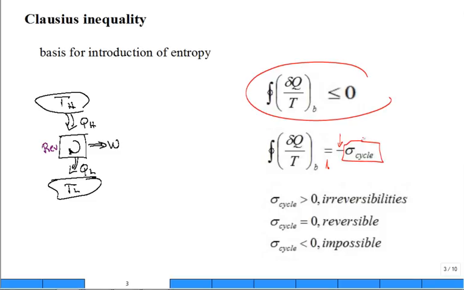And as it gets greater than 0, you get more and more irreversibilities. So if I said its value is 0.2 versus 2 versus 20, well, this is more irreversible and less. And if it gets close to 0, then it's reversible. What happens if that is negative? Well, you broke the second law of thermodynamics. It's impossible.